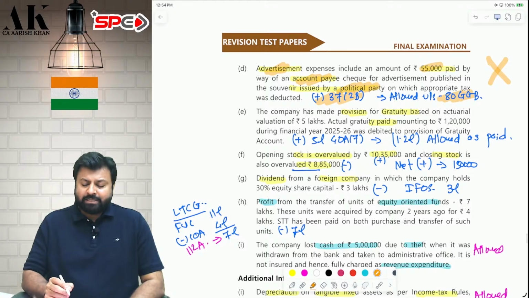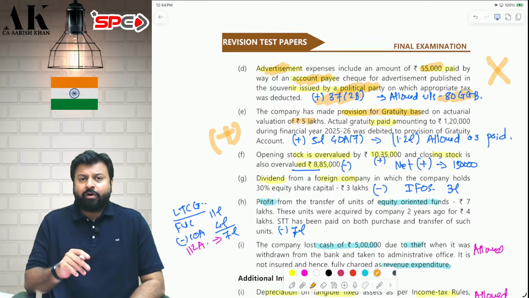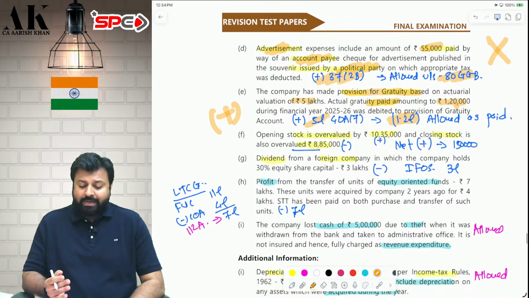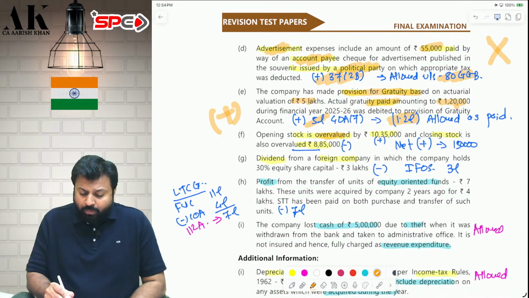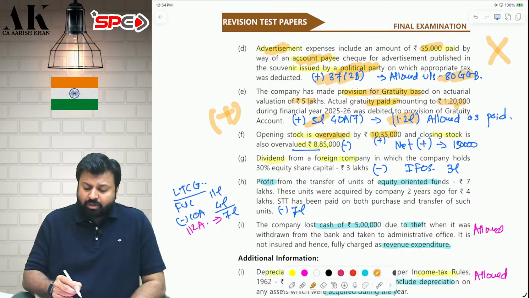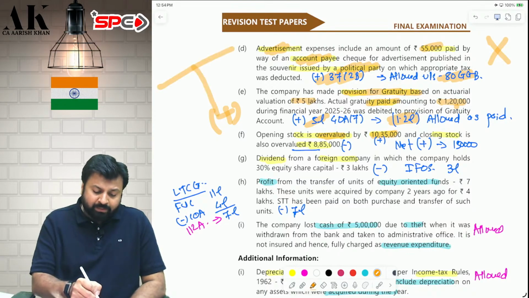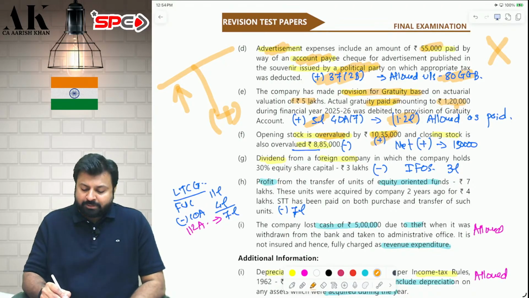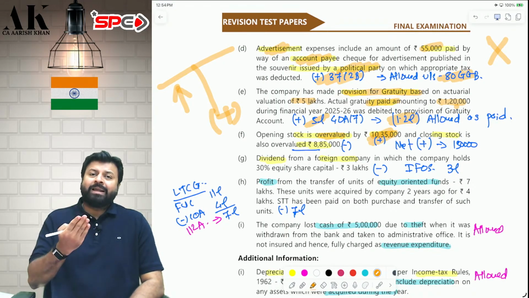Next is a very routine adjustment again. Provision for gratuity based on actuary, that will be disallowed under 40A(7), and whatever provision is paid, that will be allowed under PGBP. So 1.2 lakhs will be disallowed and 5 lakh will be allowed. Next one, opening stock is overvalued. Now, if your opening stock is overvalued, it means you are claiming more expense. If you are claiming more expense, you have to add back. So you cannot claim more expense now.